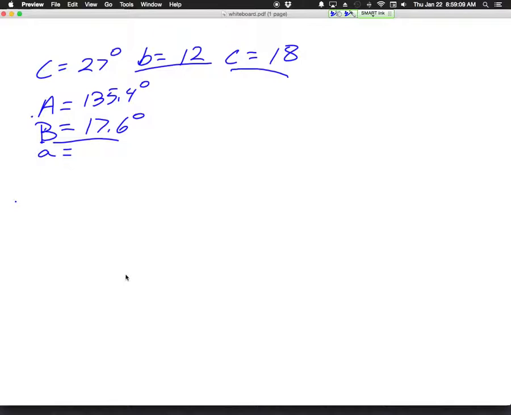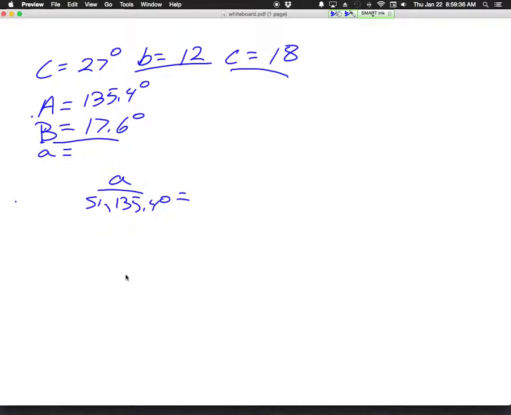Okay, you got this. So what you do, sine of 135.4 over... no, since we're finding side A, the lowercase a has to be on top. Very good. So A over sine of 135.4, and then you can do equals, we do 12 on the top, and then angle sine of 17.6. Do I want to do that?